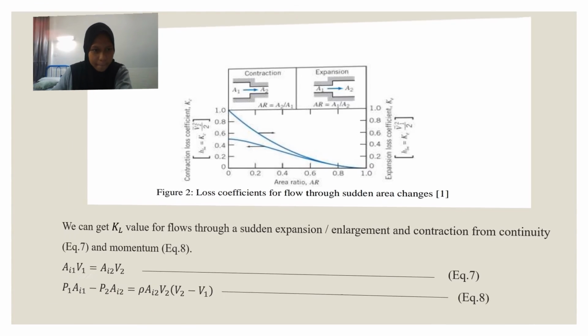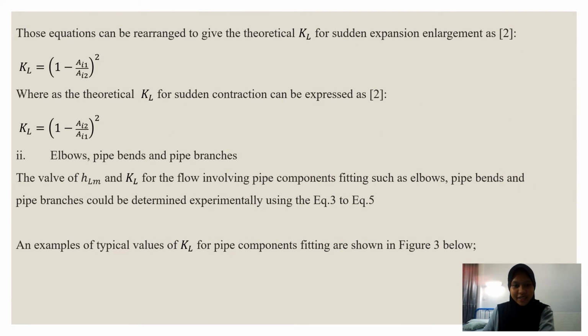So for the second test, it is the elbows, pipe bends, and pipe branch. The value of HLM and KL for the flow involving pipe component fittings, such as elbows, pipe bends, and pipe branch, could be determined experimentally using equation 3 to equation 5. So it follows the equation that we rearranged above. An example of typical values of KL for pipe component fittings is shown in the next slide.